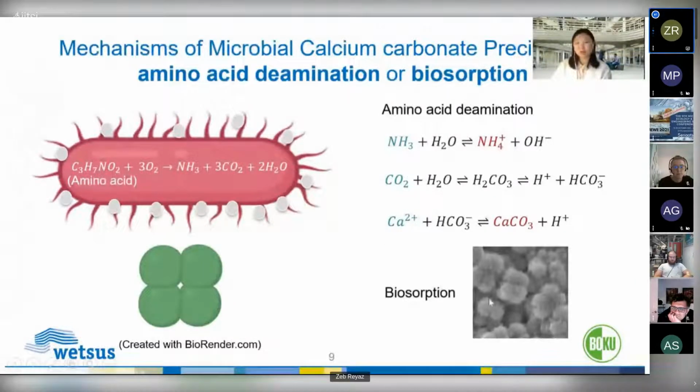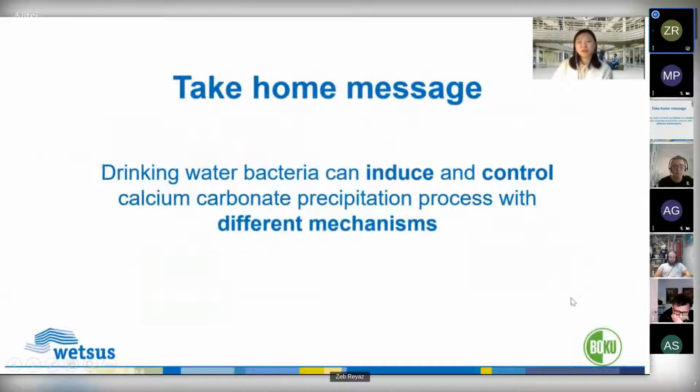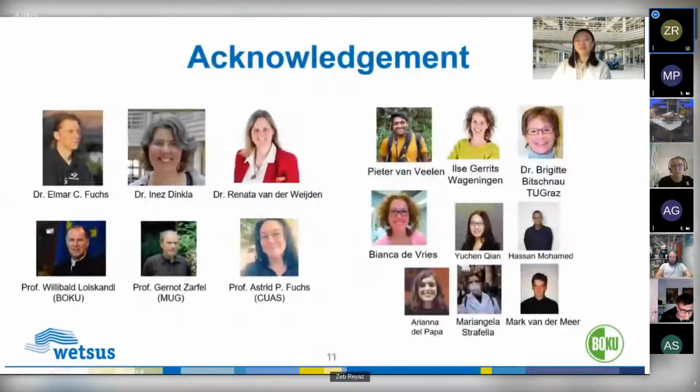And for the coccus, we observe a lot of polymers on the cell surface. So we highly suspect that even though they do not produce a lot of ammonia, biosorption can be the main mechanism there. So the take-home message of the presentation is that drinking water bacteria can induce and even control the calcium carbonate precipitation process, and they even have different mechanisms for it.